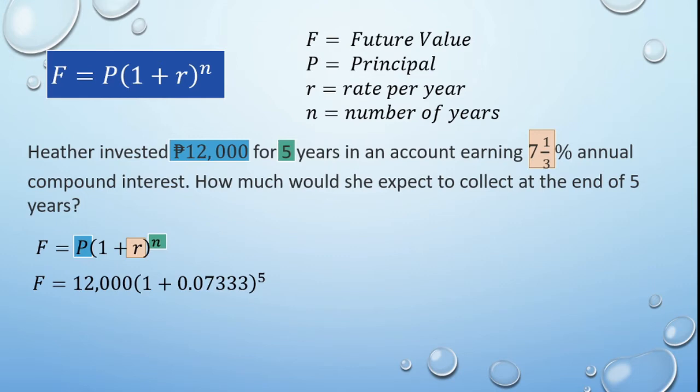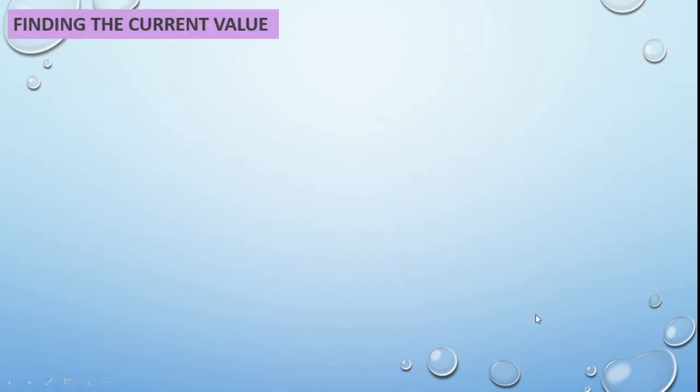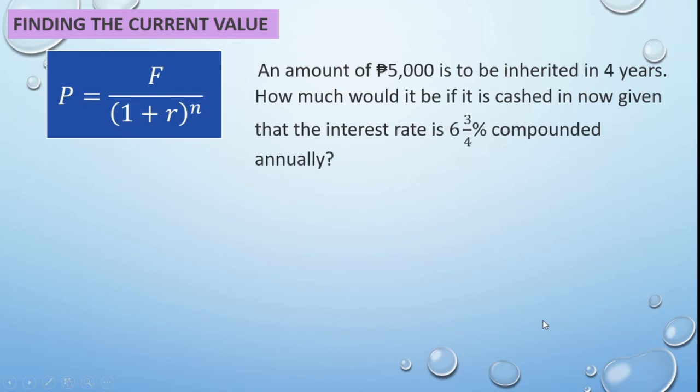Computing the value of F will give us 17,094 and 42 cents. Thus, Heather is expecting to collect 17,094 and 42 cents at the end of 5 years. Finding the current value: the formula P = F / (1 + R)^N is the current value.